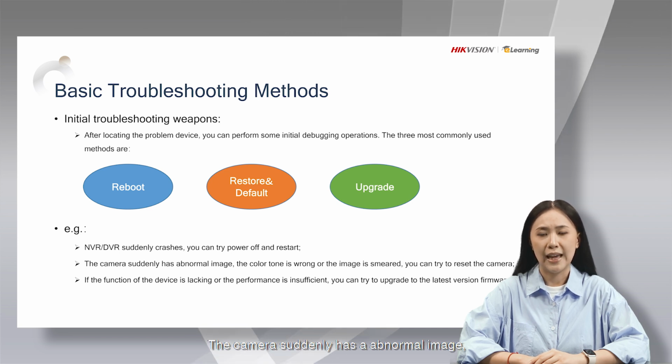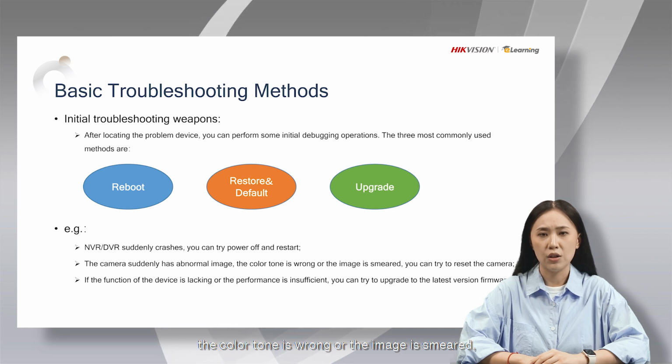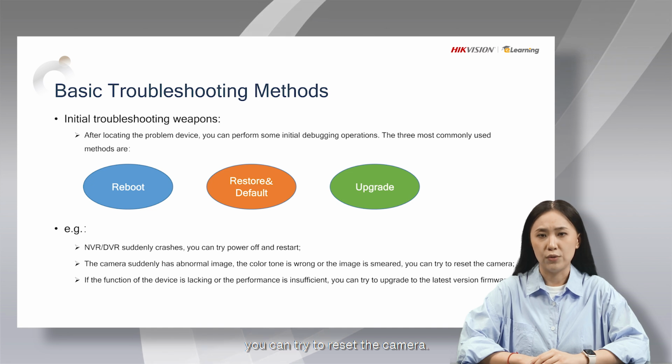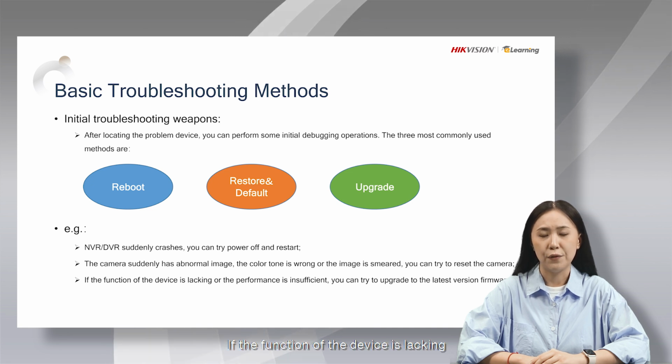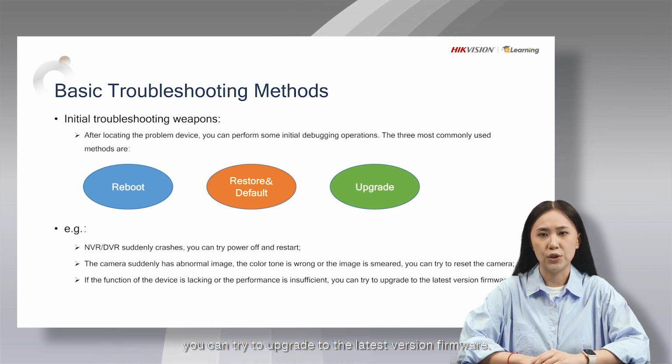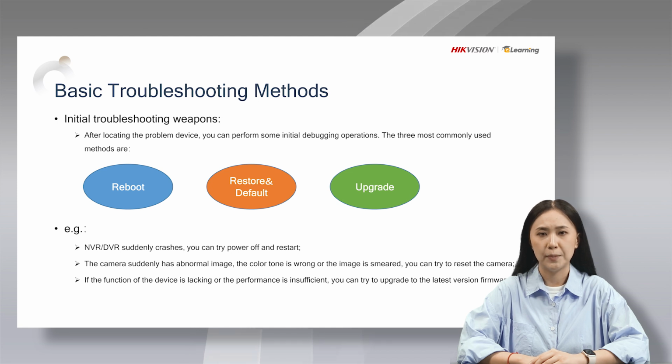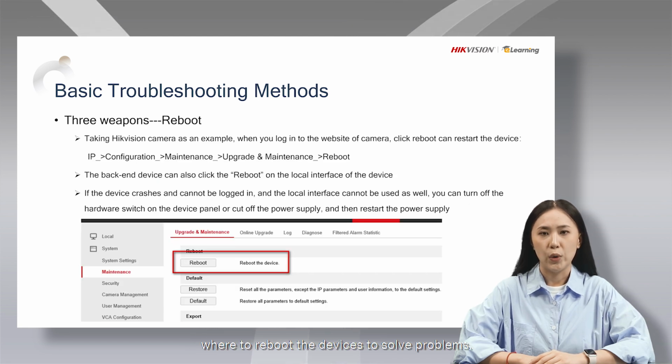If the camera suddenly has an abnormal image, the color tone is wrong, or the image is smeared, you can try to reset the camera. If the function of the device is lacking or the performance is insufficient, you can try to upgrade to the latest version firmware. But let's take a look at where to reboot the devices to solve problems.